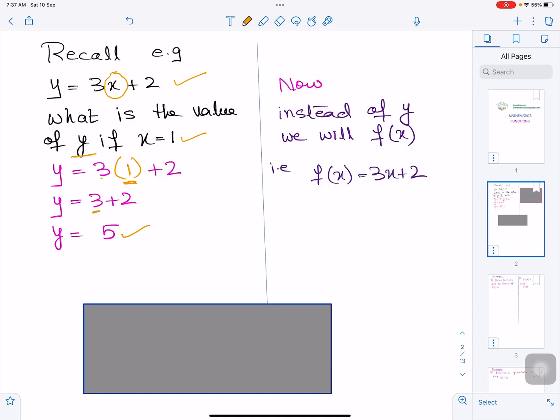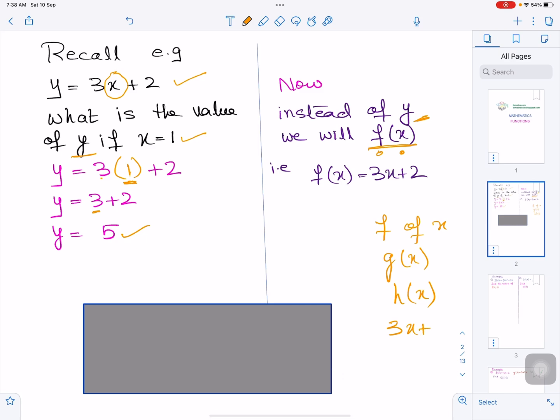See here. Now instead of y, you will write f of x. Now this is the notation used in function. It doesn't mean f is multiplying by x. It is read as f of x. Now instead of f of x, it could be written g of x, h of x. This is just the name of the function, the expression.